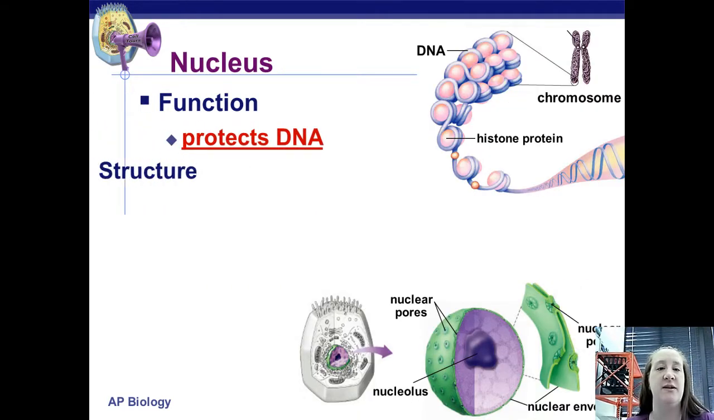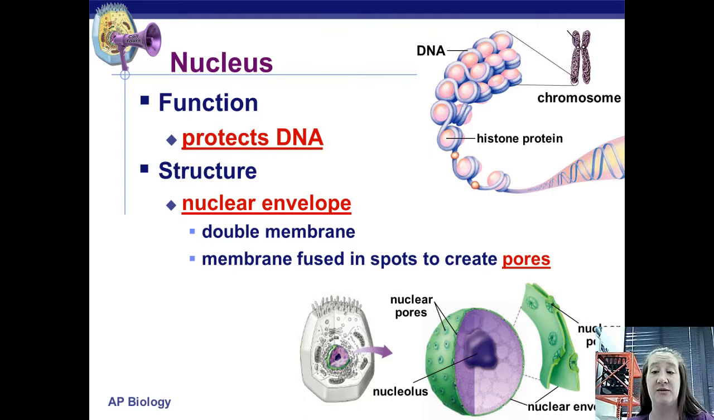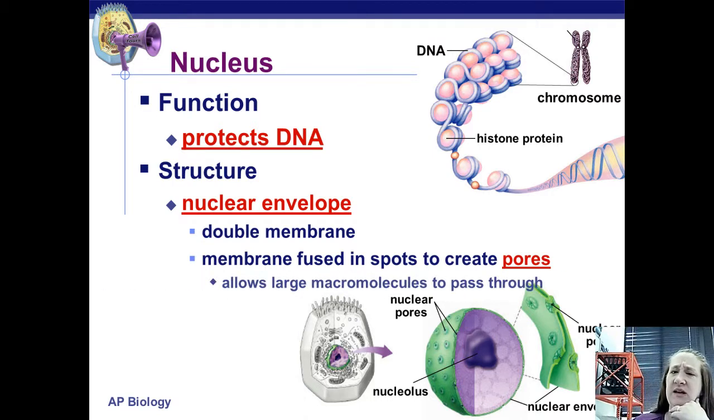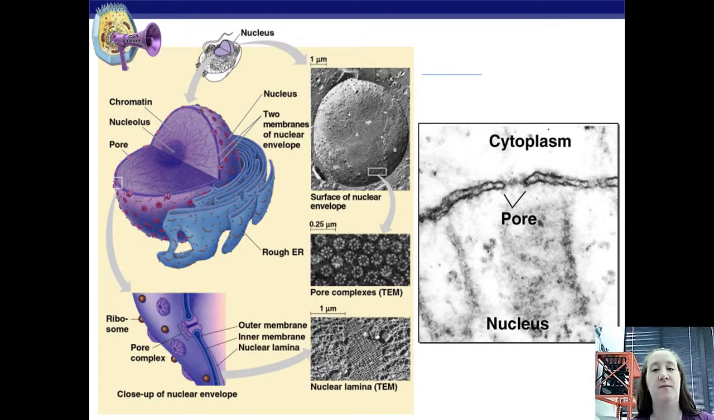Alright, so just some reminders about the nucleus. Remember that it's protecting the DNA. It's got an envelope around it, and that envelope has pores in it to allow some things in and out. What kinds of things do we need to get in and out? Remember, you need some large macromolecules to be able to get through, specifically RNA. Remember that DNA carries the copies for making all the proteins that you need, but the DNA never leaves the nucleus. So RNA makes a copy, heads out, goes to the ribosome, makes a protein. Here's a picture of the nuclear membrane with a little pore in it.